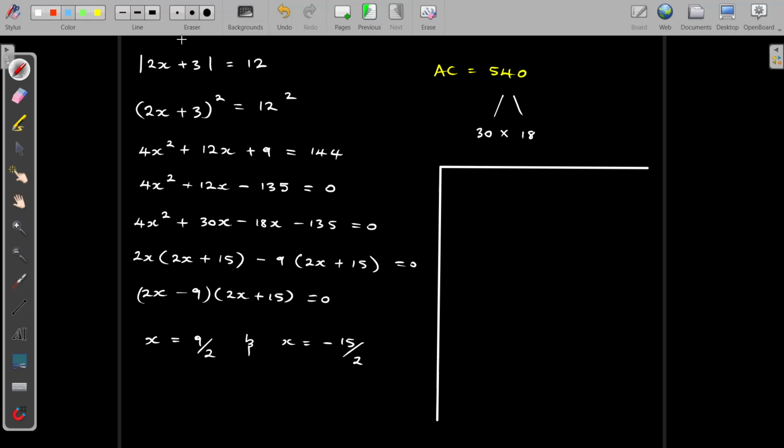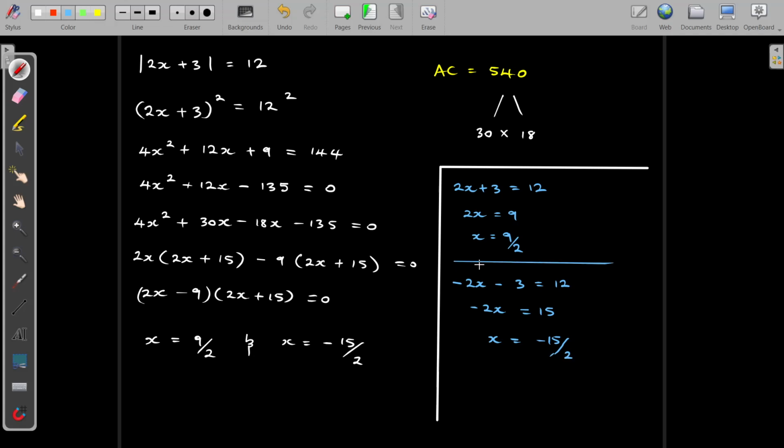Then of course, we're going to look at what would happen if we didn't square it. So remember, if we aren't squaring both sides, what we can do is just drop the modulus sign and say 2x plus 3 is equal to 12. Transpose to say 2x is equal to 9, x is equal to 9 over 2. So that's one of the solutions. Now the second solution is if we took the negatives of both of these. So negative 2x minus 3 is equal to 12. Negative 2x is equal to 15. x is equal to negative 15 over 2.